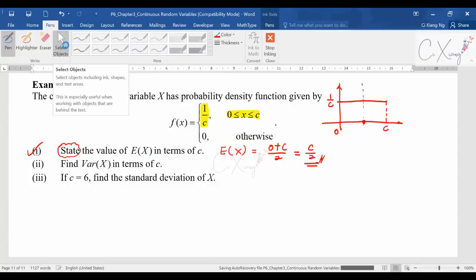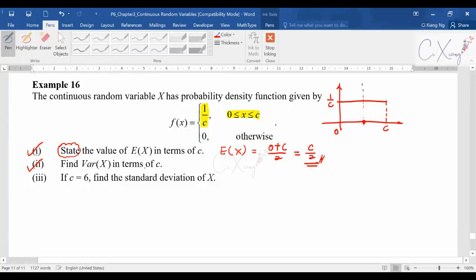Then after that, we go to part number 2. For part number 2, they want to find the variance. Again, the same thing happens here. To find the variance, first you need to find E(X squared). If you apply the integration, your E(X squared) should be 1 over 3 c squared. After that, only then you find out the variance. To find the variance, you apply the formula. The variance should be 1 over 12 c squared.